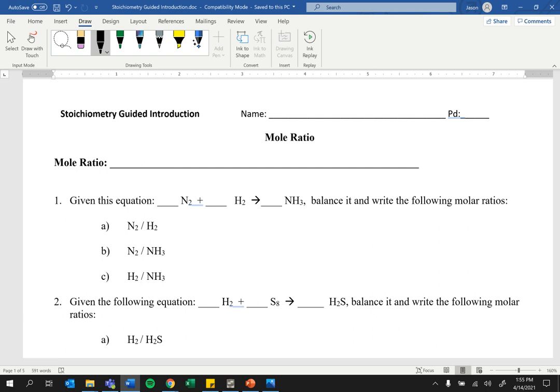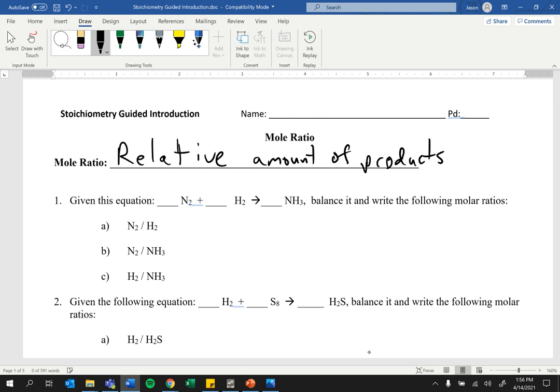The mole ratio is the relative amount of products/reactants used when we talk about a mole ratio within an equation. Let me show you, for example.